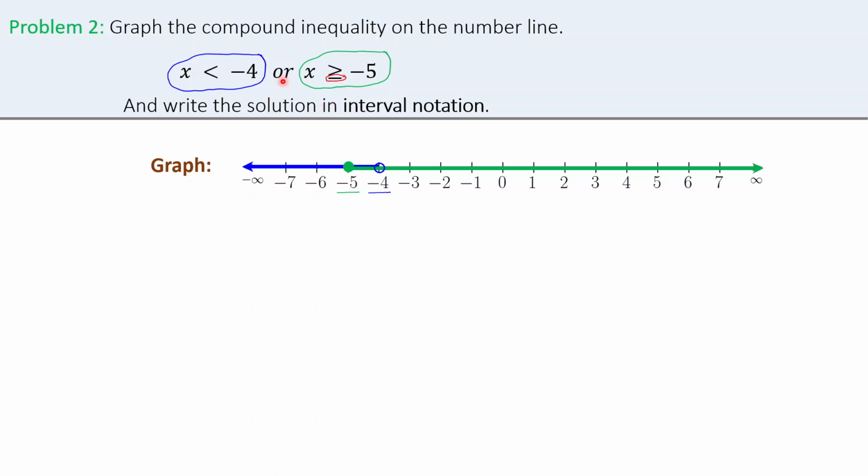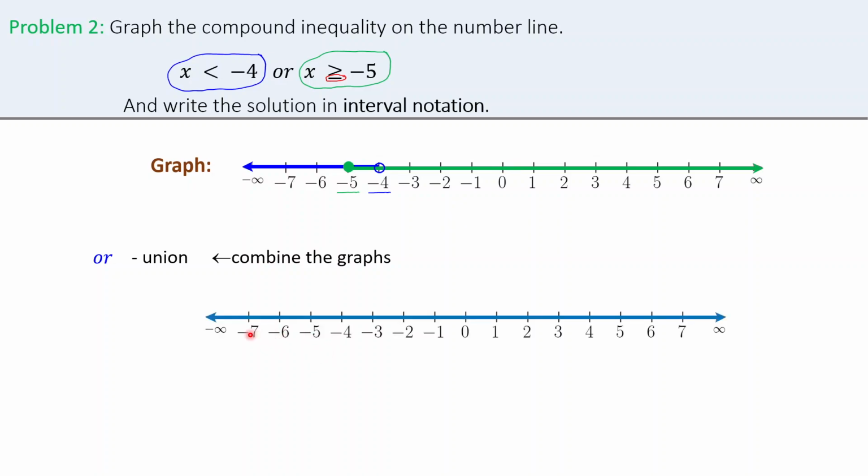This "or" means union. So you need to combine the graphs. The two graphs together fill the entire number line. So if you combine the two graphs, you get this graph. This is the graph of this compound inequality.